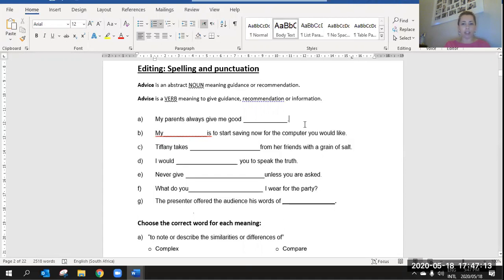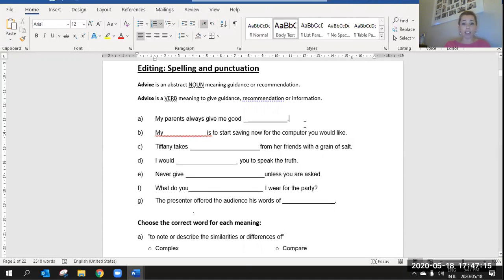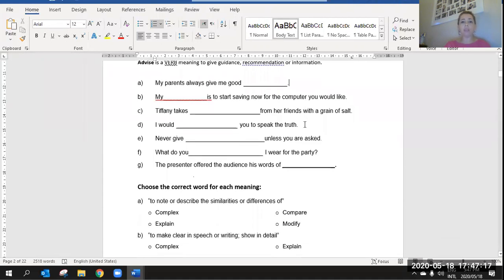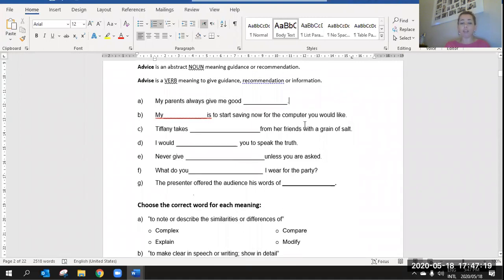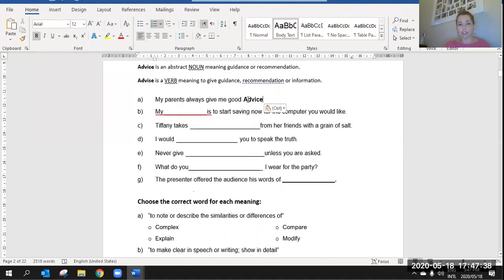So let's start with this exercise. I hope it'll make more sense as I go through these examples. My parents always give me good advice. So my parents are giving me something. The verb in that sentence is give, because my parents are giving me something. What are they giving me? They are giving me the abstract noun advice. So there I would use advice with a C. Let me just remove that capital letter because it doesn't belong in the middle of a sentence, and I should end with a full stop.